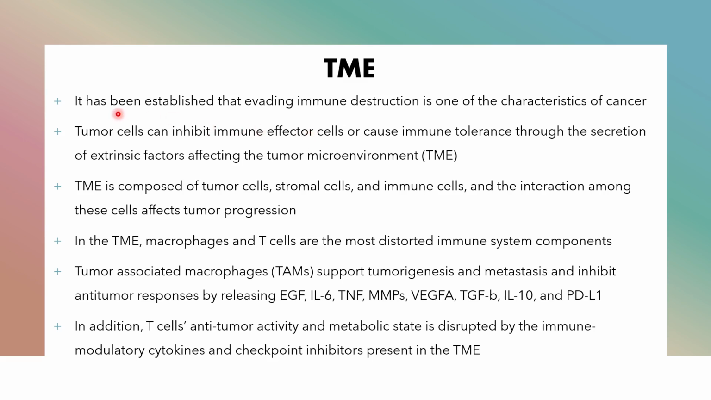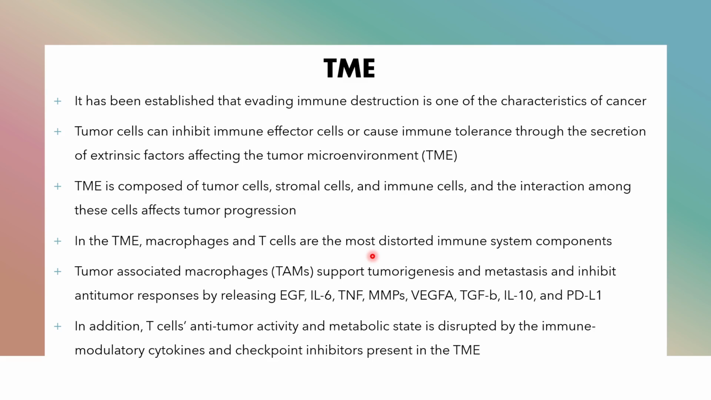It has been established that evading immune destruction is one of the characteristics of cancer. Okay, that's what we are discussing. And they can inhibit immune effector cells and cause immune tolerance through secretion of extrinsic factors affecting the tumor microenvironment. And they include stromal cells, immune cells, and other cells, including tumor cells. Basically, macrophages and T cells are the most distorted immune system components. So, why are they included mostly in the tumor microenvironment?